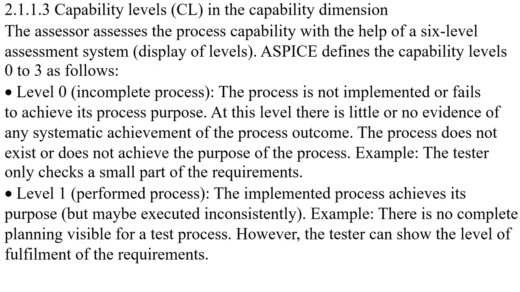Level 1, performed process. The implemented process achieves its purpose, but may be executed inconsistently. Example: there is no complex planning visible for the test process. However, the tester can show the level of fulfillment of the requirements.